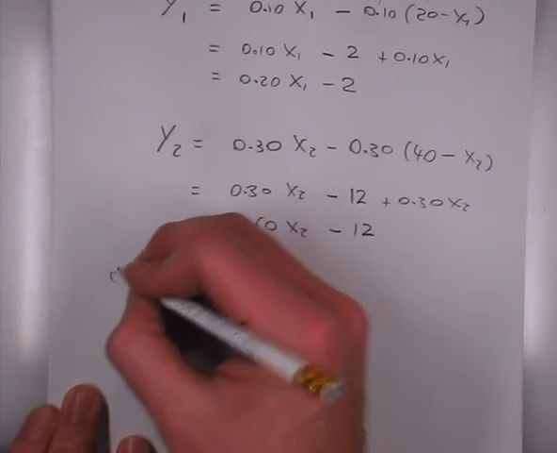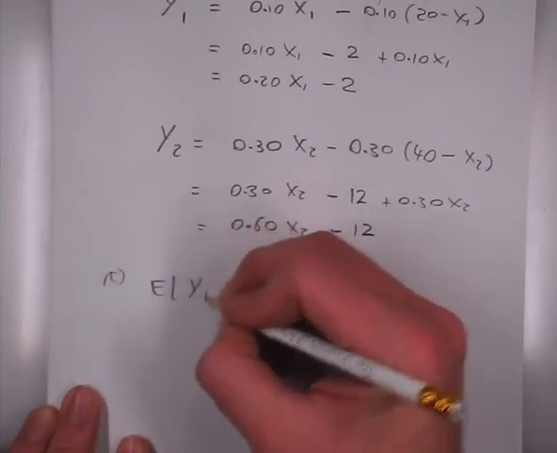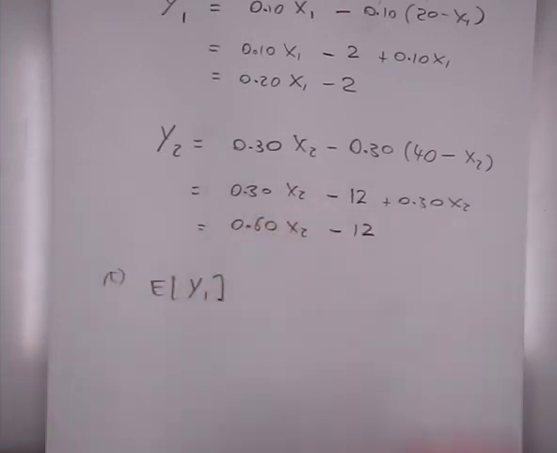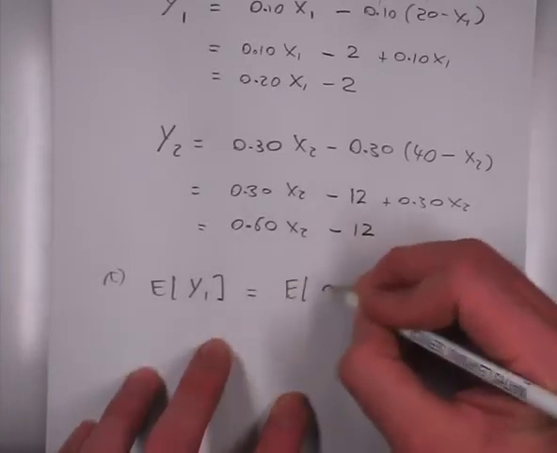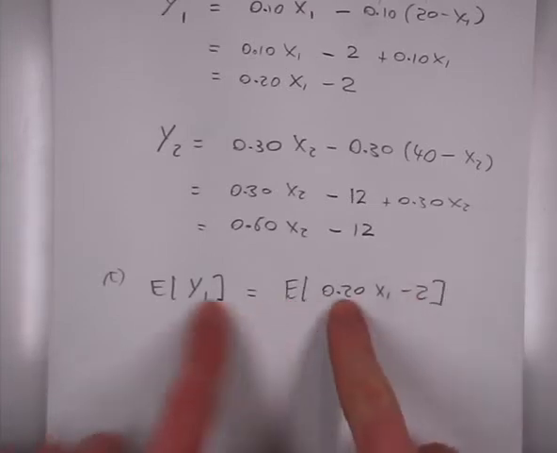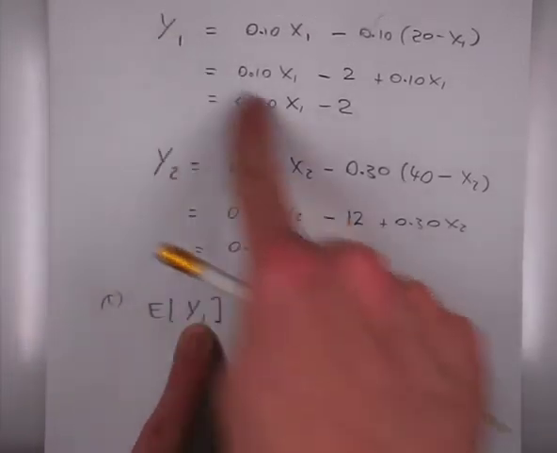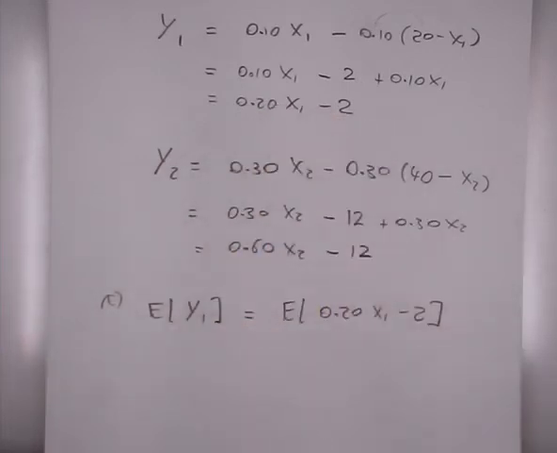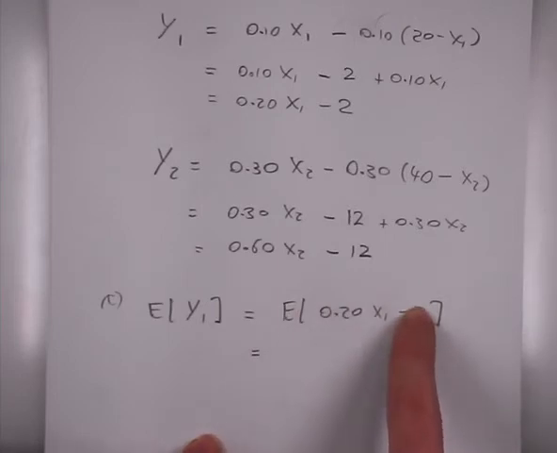So this is part C. The expected value of y1. Okay, so let's just see. y1 is really 0.20 x1 minus 2, because that's the formula for y1. That's this formula here, and I've just subbed that into there. Expected values can be expanded just like ordinary algebra can. So just like I could bring in, if it was just the letter E, I could bring it inside these brackets like I could with ordinary algebra. Or I can do that with expected values as well.